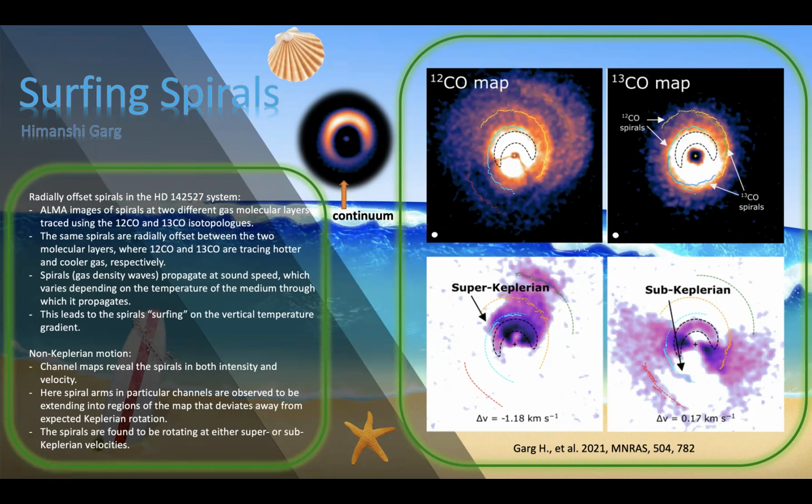To start off with a brief summary on the source, HD 142527 is an intermediate mass pre-main sequence star located approximately 150 parsecs away with a low stellar mass companion in close orbit.